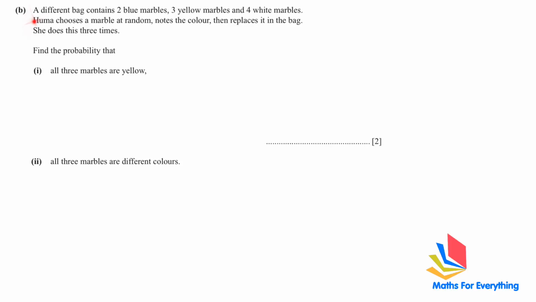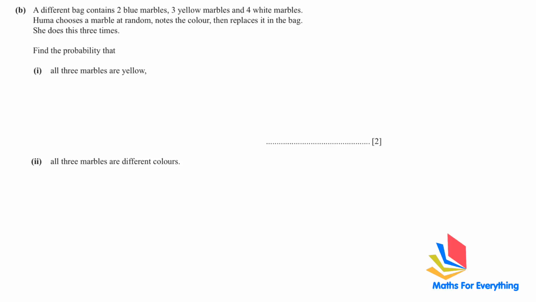Part B. A different bag contains 2 blue marbles, 3 yellow marbles and 4 white marbles. Yuma chooses a marble at random, notes the color and replaces it in the bag. She does this 3 times. Find the probability that all 3 marbles are yellow.